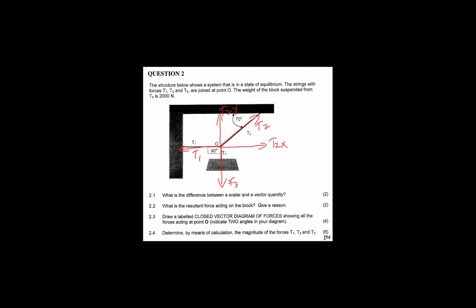So here the angle is 70. Here is 20, so that it can make 90 degrees. Or if you don't want to do that, you can just shift that T3. You can draw T3 at this position here, and it's pointing downwards. It's T3. So the angle between T3 and T2 is 20 degrees.